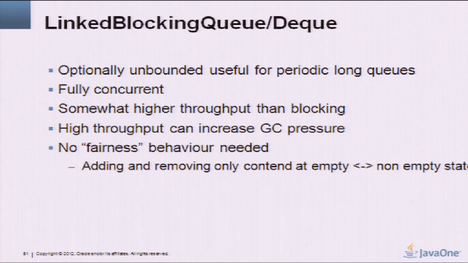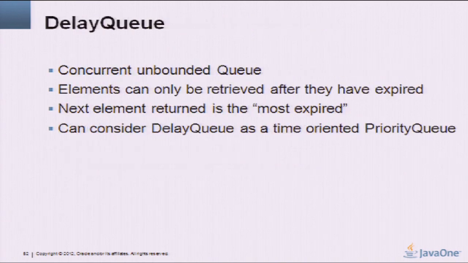The main difference here would be that you don't need fairness because the add and remove operations happen at opposite ends of the queue, so they're not contending with each other. Again, like the other cases of array and linked list, the main reason to use a linked structure would be the fact that this structure is unbounded or optionally unbounded.